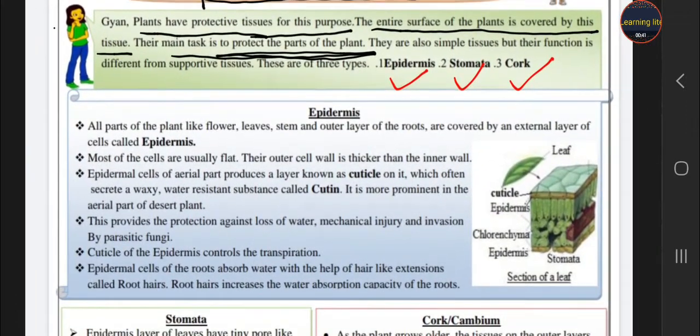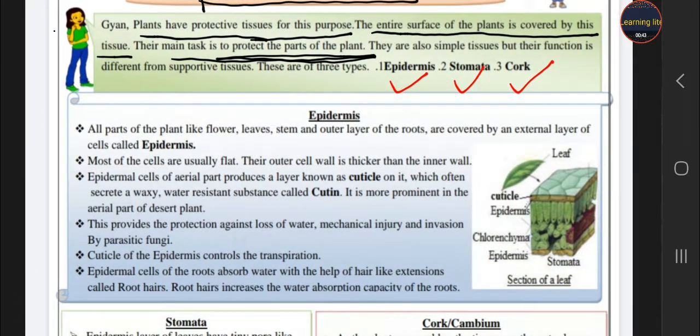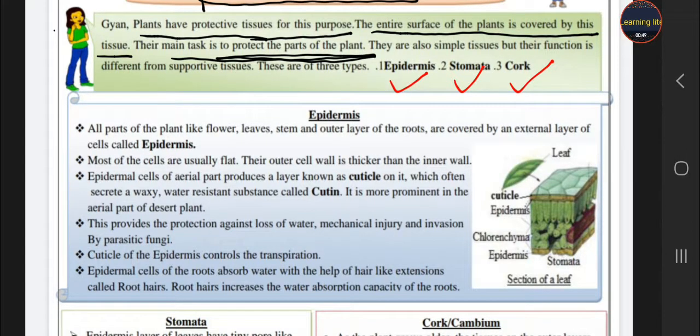So students, plants also have a protective tissue. We are human beings, we do our protection ourselves. But how do the plants protect themselves? They are stationary, they can't move, they stand at one place. So there are three types of protective tissue, students. First epidermis, second is cork and the last one is stomata. So let's discuss these protective tissues.